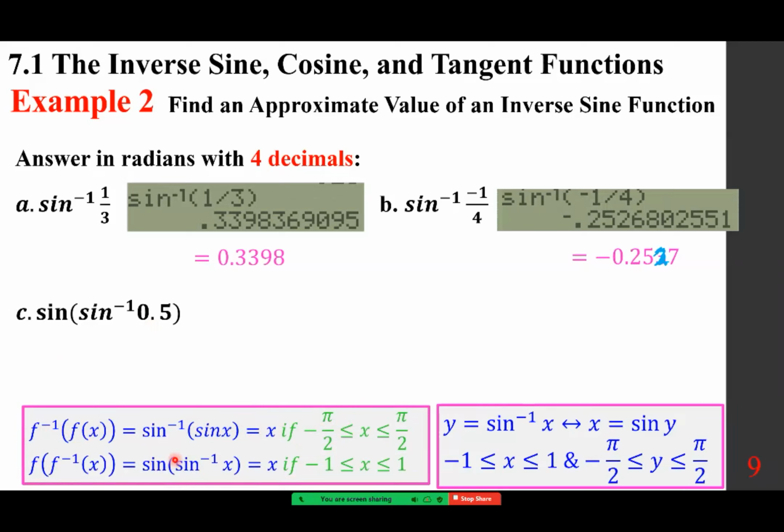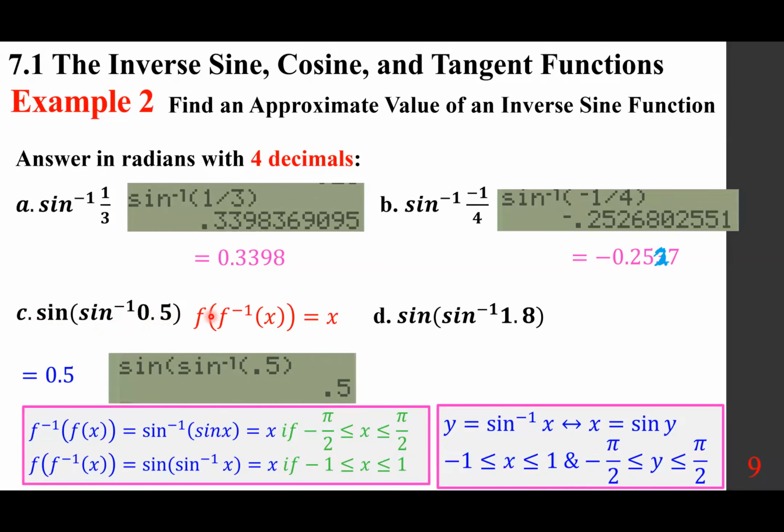If we go with this one, sine of sine inverse of x equals x, remember, for the inverse, that means the range of this function, which is from -1 to 1. Okay, the restriction, -1 to 1. Since we are looking at this format, and this number is between -1 and 1, the answer is 0.5. If you put it into a calculator, you get the same answer.